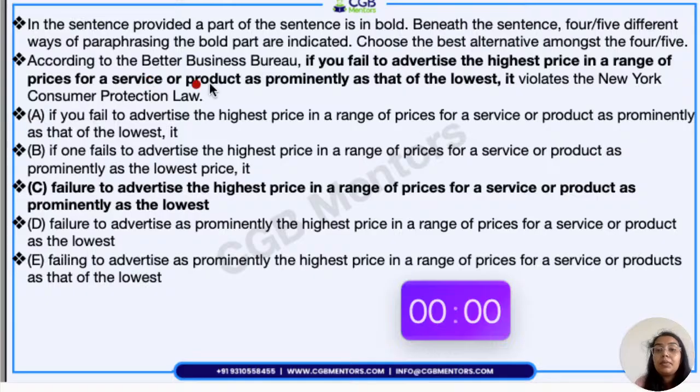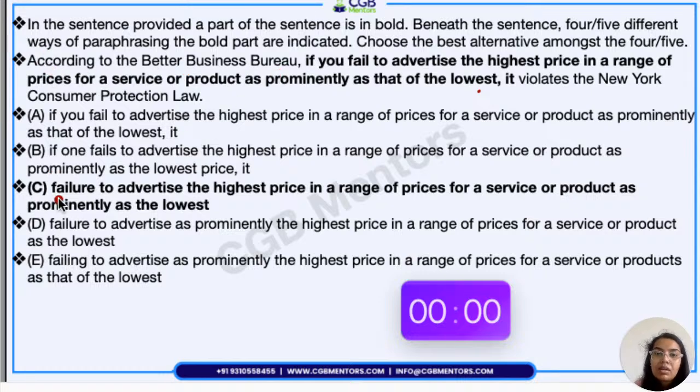According to BBB, if you fail to advertise the highest price in a range of prices for a service or product as prominently as that of the lowest, it violates. Now, okay, यहाँ पे जो पूरी मेन बात है if को लेकर, it's like a puzzle. It makes no sense here, okay? But it does give you a sense that you can contract and bring clarity. गलत नहीं है, it's just wordy, complex. So we have to figure out कि इसको replace कैसे करें.